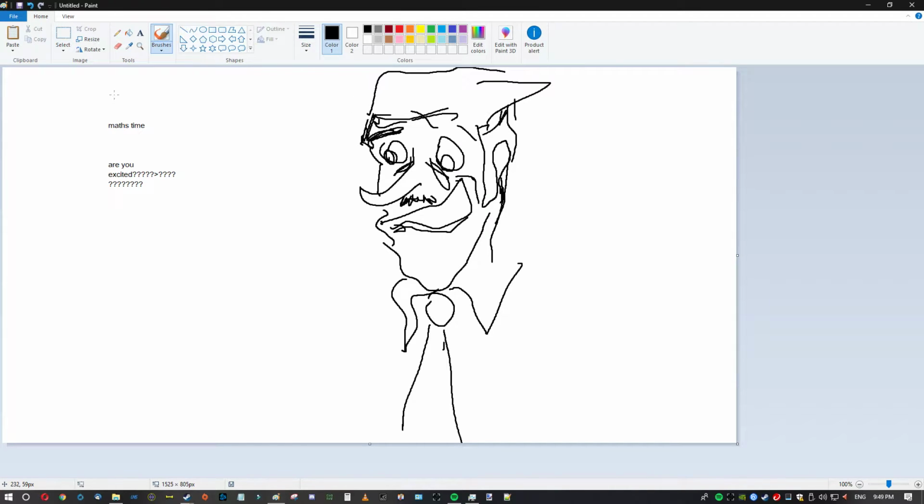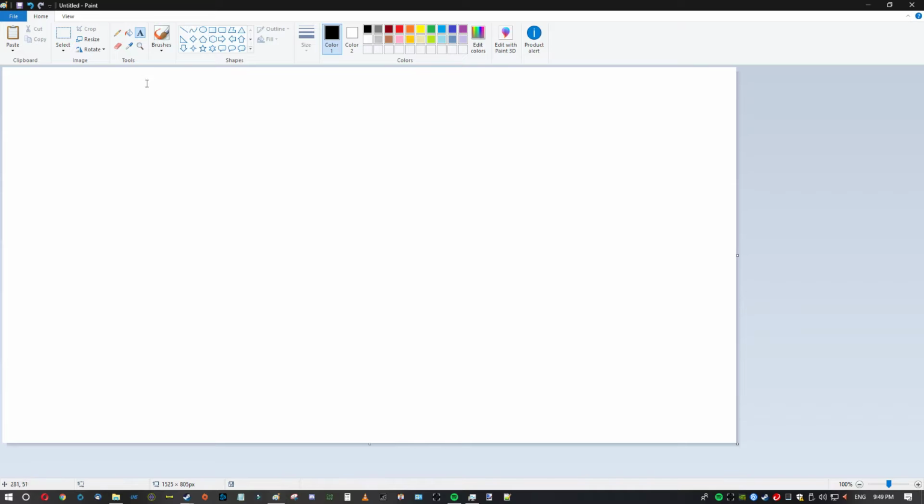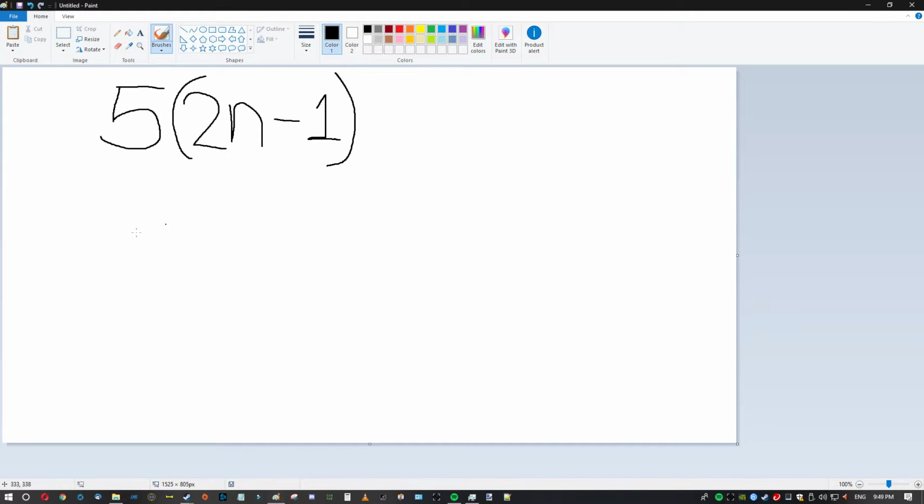This is about math. So today we're talking about every second multiple of 5, but odd multiples. To make myself a little bit more clear, 5 times 2n minus 1, where n equals every natural number, right? Because we're in maths class.